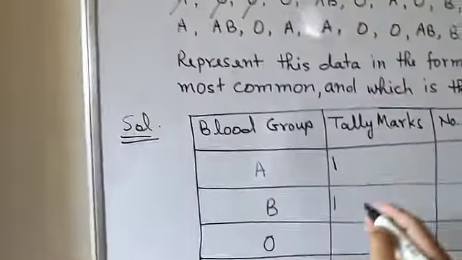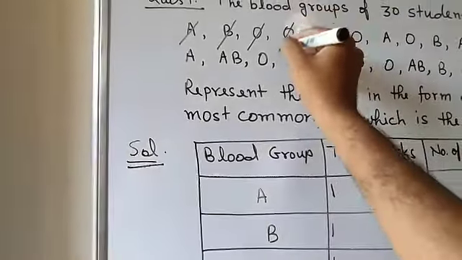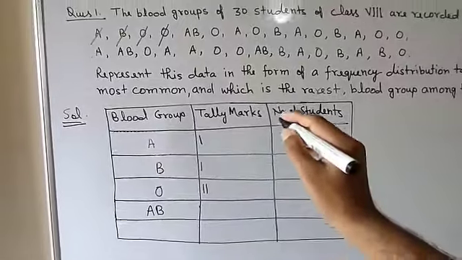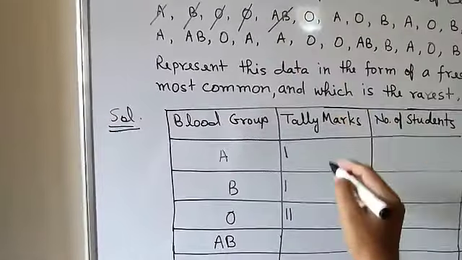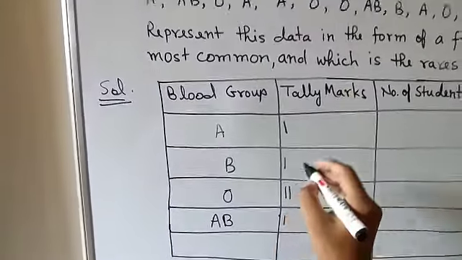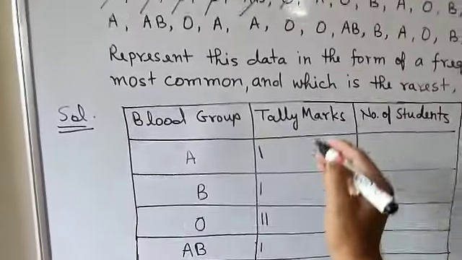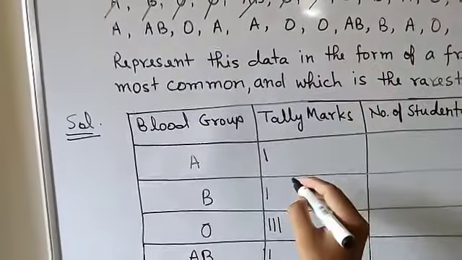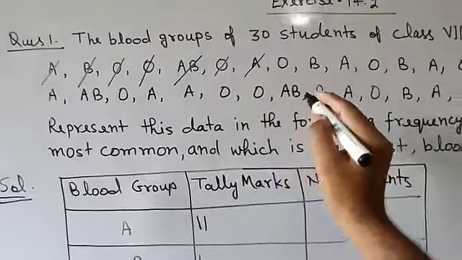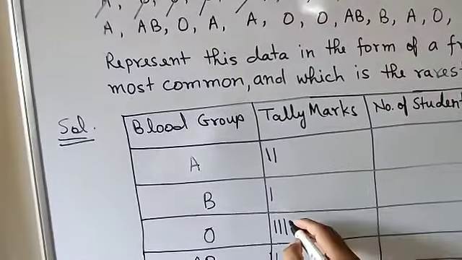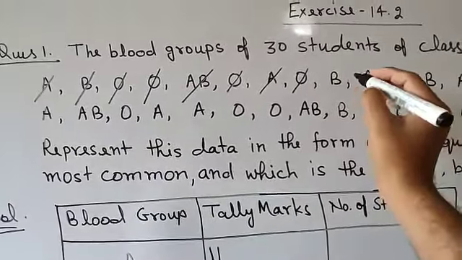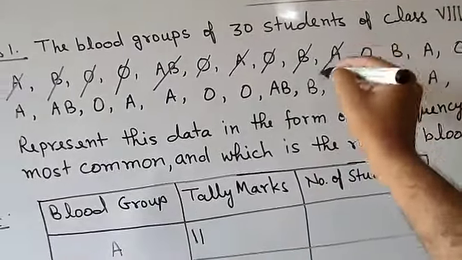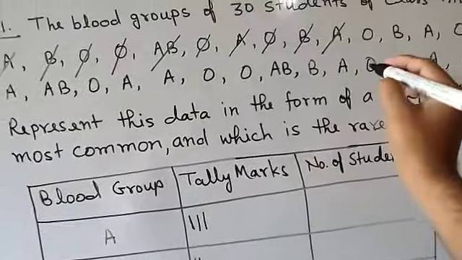Now next O. I cut O, and again O, so cut it here and again represent it in the tally marks. Now AB, so cut the AB here and here it is AB. Now O, cut the O here and here it is O. Now A, cut the A and here it is A. Now O, cut it and here it is O. Now B, cut it and here it is B. A, cut it here, A.